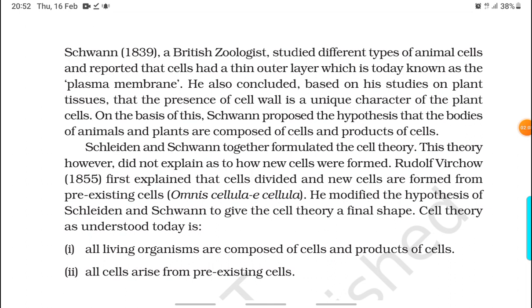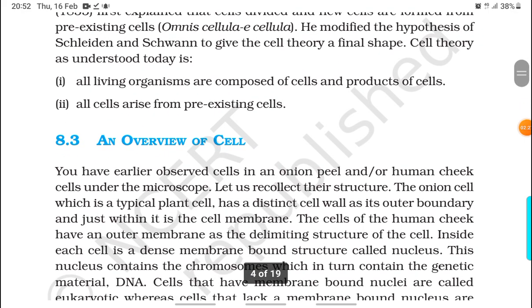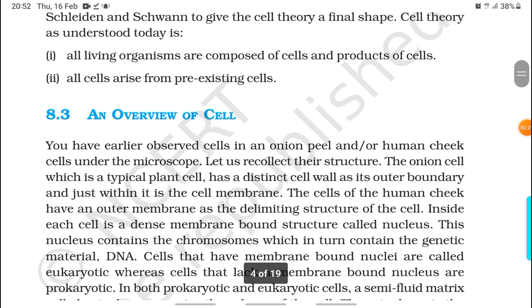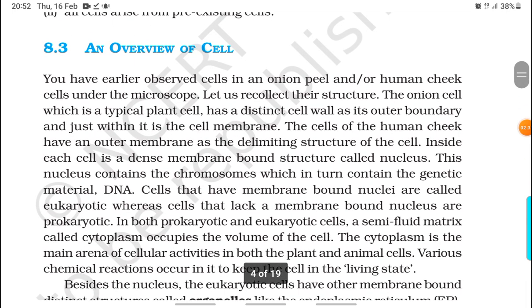Rudolf Virchow, 1855, first explained that cells divided and new cells are formed from pre-existing cells. Omnis cellula e cellula. He modified the hypothesis of Schleiden and Schwann to give the cell theory a final shape. Cell theory, as understood today, is: all living organisms are composed of cells and products of cells. All cells arise from pre-existing cells.